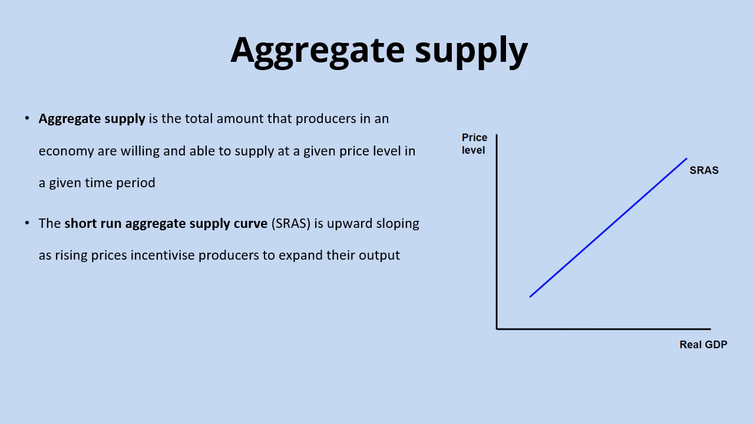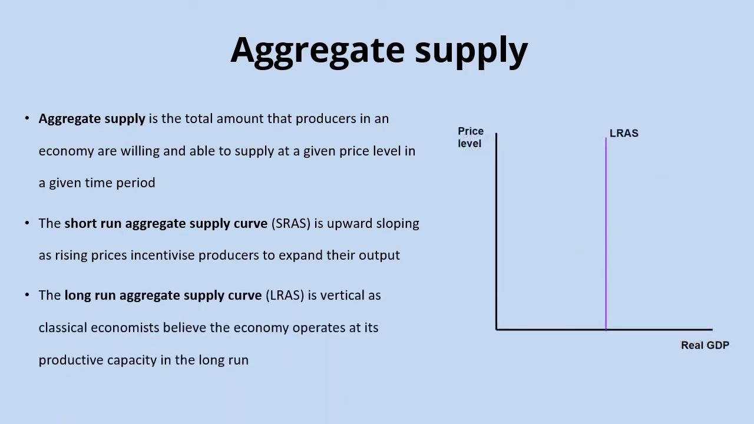That's based on the assumption that firms aim to maximise their profits. And in the short run, the cost of producing additional units of output increases at higher levels of output, so firms require price increases to incentivise them to produce more. So as price level goes up, we expand upwards along the short run aggregate supply curve.